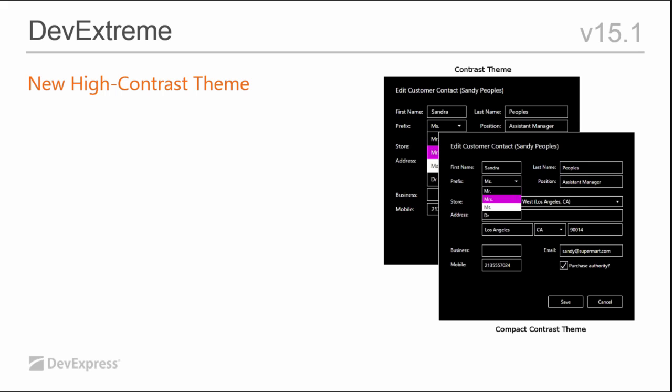Well, that's what a contrast theme helps them to do. And I'm happy to say we've not just got a generic contrast theme, we've got a compact contrast theme as well that essentially highlights only the necessary features. So this is available in 15.1, and it is an accessibility feature.